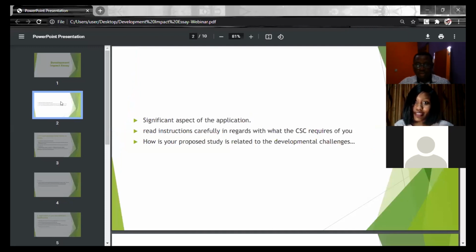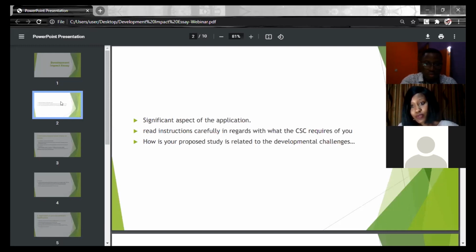Before I start, I'd love to tell you that these are my personal opinions and insights on how you can develop an exceptional development impact essay. They do not represent the CSC opinions when it comes to writing this essay. So it's just my personal guideline that I used when I was writing these essays, to help you understand how to maneuver about these essays.